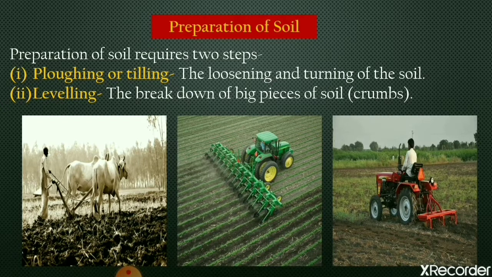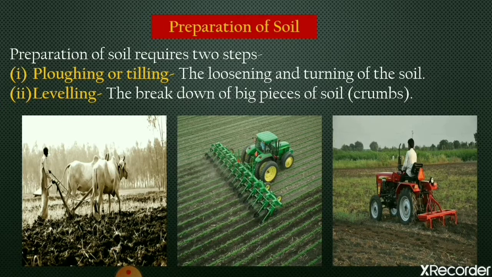So soil is very important for plants and crops. That is why, to start agricultural practice, the first process is to prepare the soil, meaning your soil should be prepared very well. The preparation of soil has two steps. The first step is plowing. What is plowing? Plowing is the first step, which includes the loosening and turning of the soil. The process of loosening and turning of the soil is called plowing, or it is also called tilling. So what is the purpose of tilling or plowing of the soil?